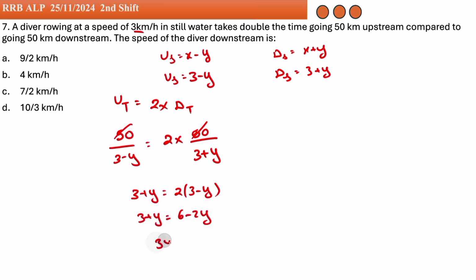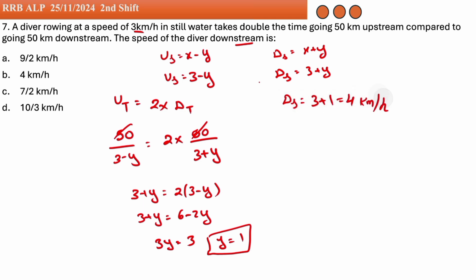So 3y becomes 3. 3 and 3 get cancelled. We get y as 1. So substituting y to get the downstream speed, the speed of the driver downstream. Downstream speed is equal to 3 plus 1, that is 4 km per hour is our answer.